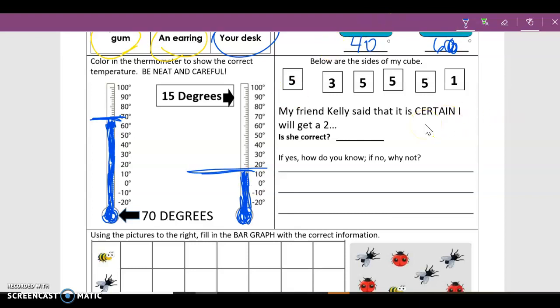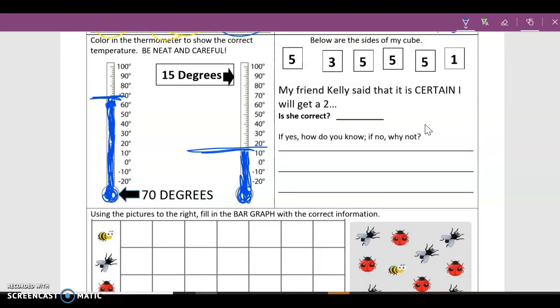All right, below are the sides of my cube. Here are my dice, basically my cube. I have a 5, a 3, a 5, a 5, a 5, and a 1. My friend Kelly said that it is certain I will get a 2. Is she correct? Well, the answer is no. If yes, how do you know she's correct? Well, we know that she's not correct.